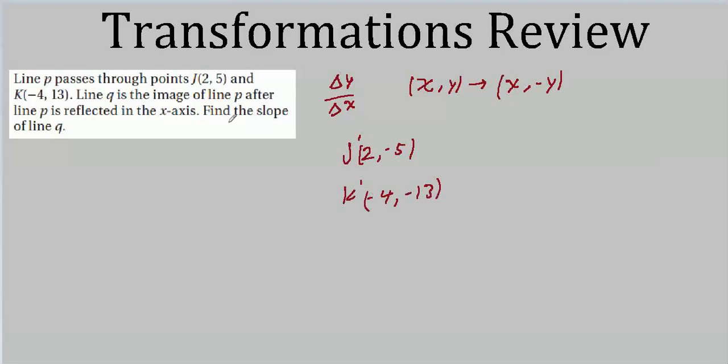Now, what's the new slope? Well, what's delta y? Minus 5 minus a minus 13, all over 2 minus a minus 4. Well, that's the same as minus 5 plus 13, and I think that's 8. Two minus a minus 4 is 6. So we get 4/3 for our new slope.